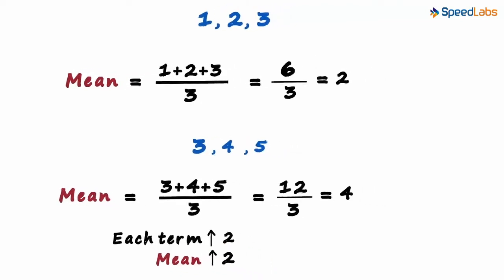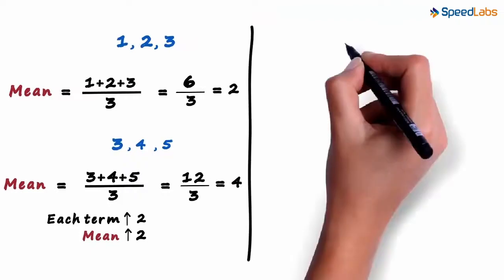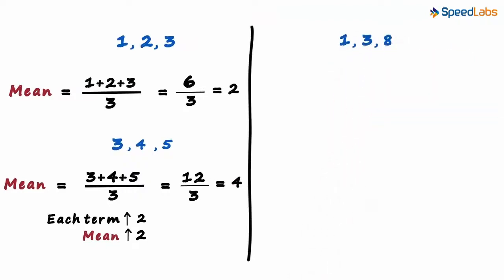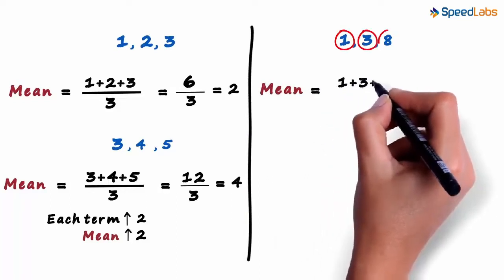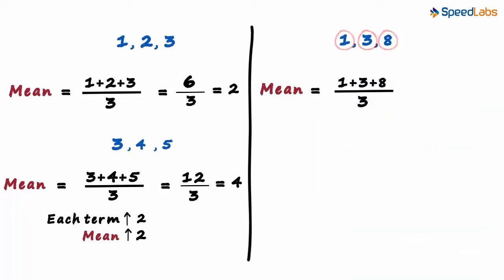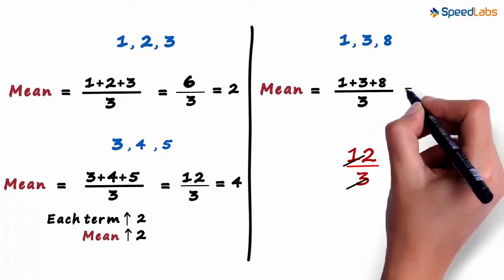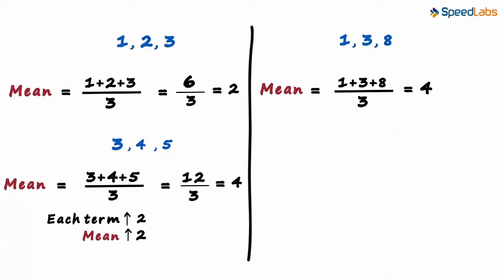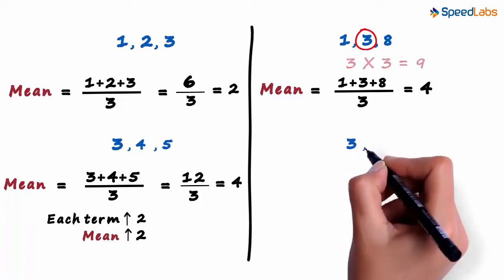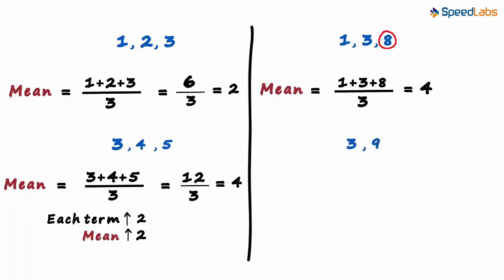Here's another example. Consider the numbers 1, 3 and 8. The mean of this set of numbers would be 1 plus 3 plus 8 divided by 3. The sum is 12, and dividing it by 3, we get 4. This time, let's try multiplying each term with 3. 1 multiplied by 3 is 3. 3 times 3 is 9. And 8 times 3 is 24.